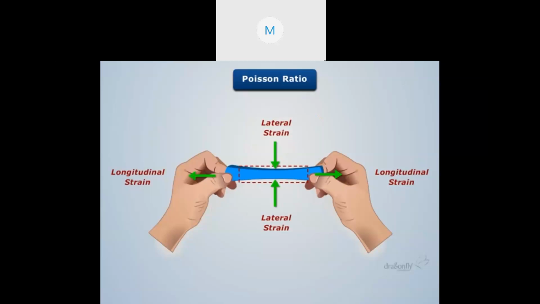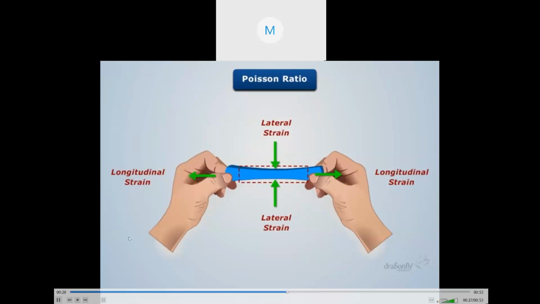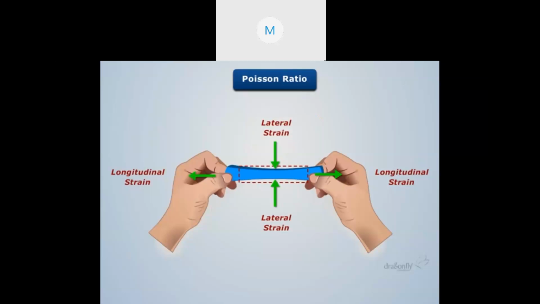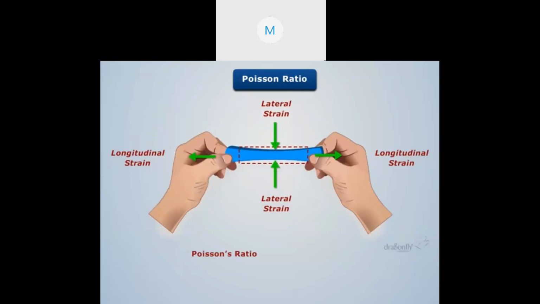So after that, this is what is known as Poisson's ratio. It is denoted by mu, and it is the ratio of lateral strain to longitudinal strain. I guess it is clear now, everyone.